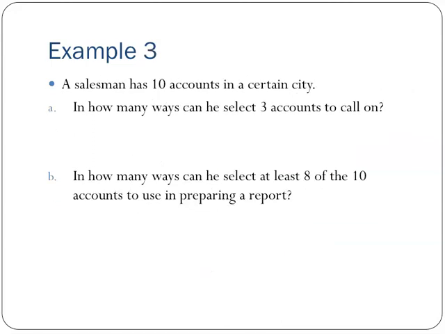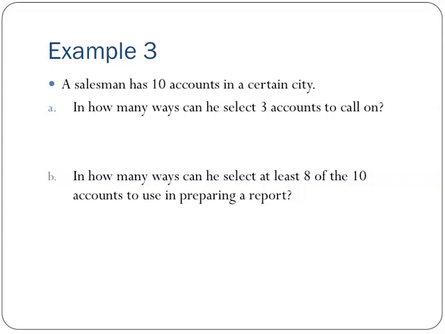Example 3. A salesman has 10 accounts in a certain city. In how many ways can he select 3 accounts to call on? So there's the salesman, and there are 10 accounts in the city, and you want to figure out, well, if he can only see 3 of them, how many different ways can he come up with 3 accounts to call on? All right, so there are 10 altogether, and we're choosing only 3.